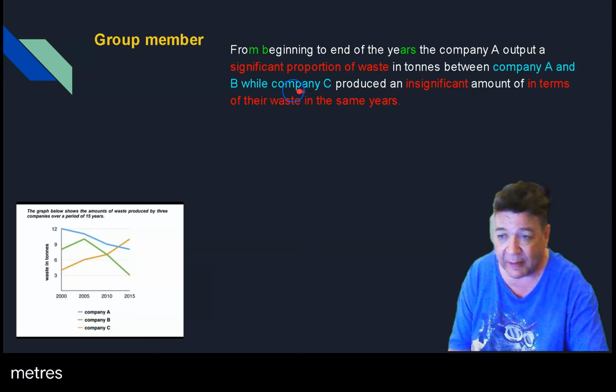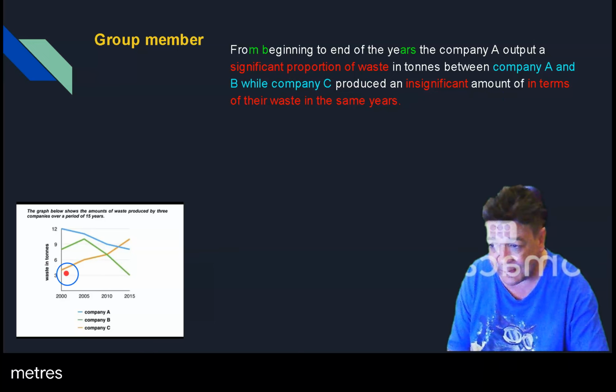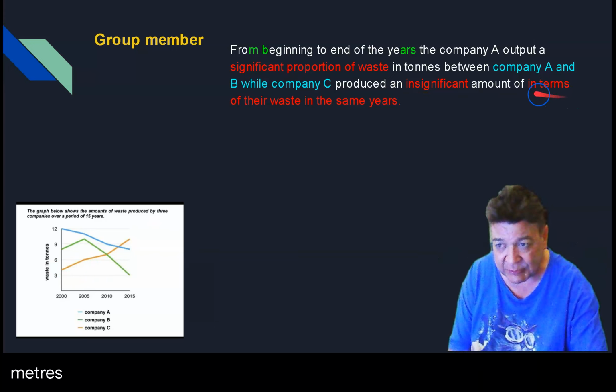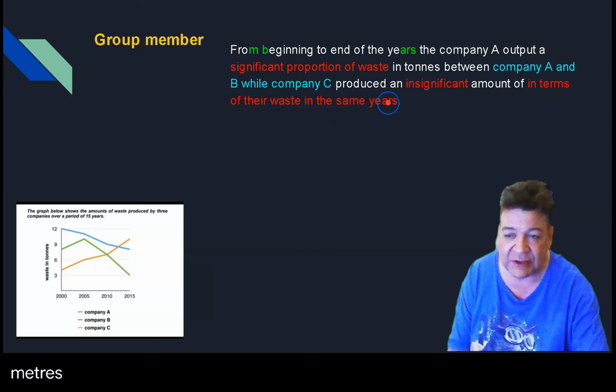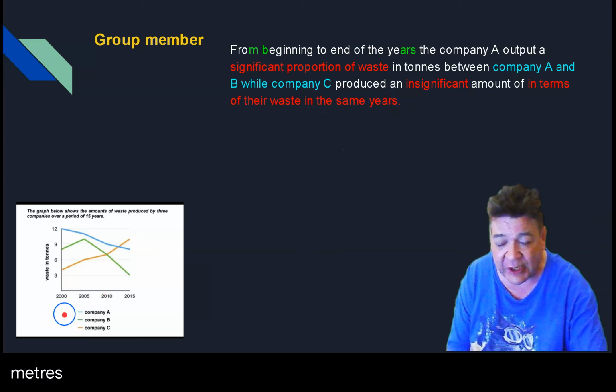Oh, okay. While company C produced an insignificant amount. No. 3 metric tons of waste is not an insignificant amount. In terms of, there's that word, those words again. In terms of their waste in the same years. Of course it's the same years. Wow. What? This is not summarizing, and it's not accurately reporting the change over time.